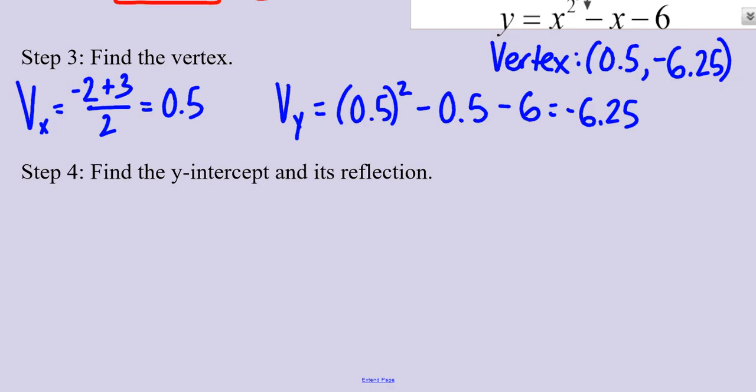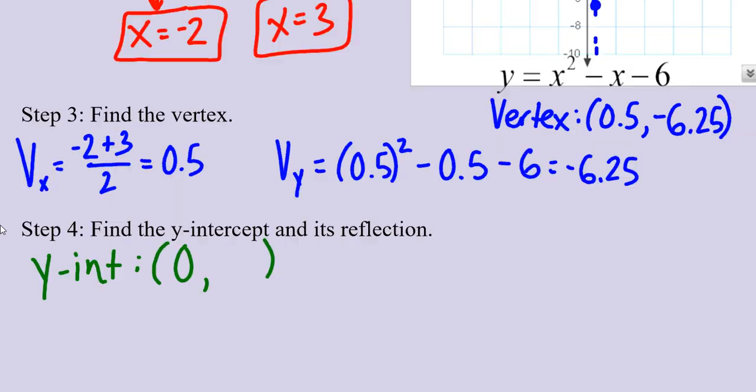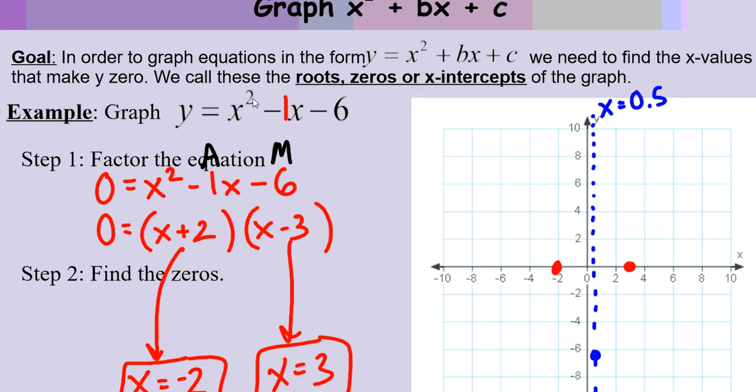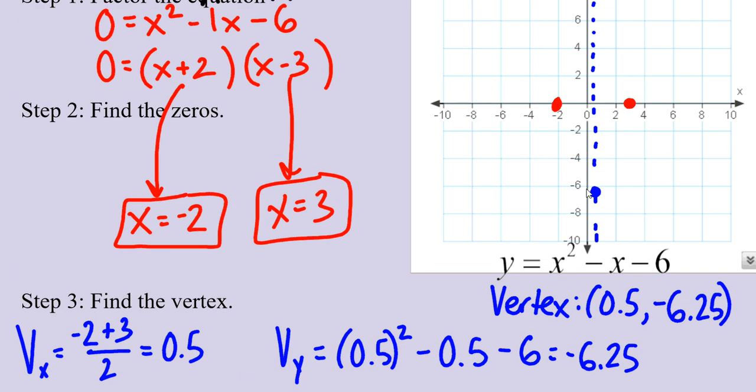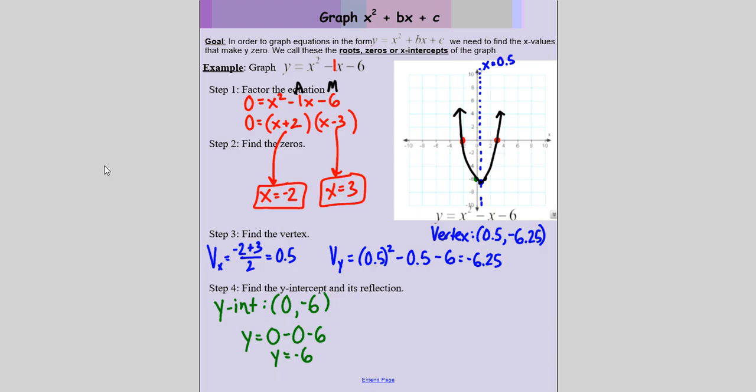My y-intercept is where the graph is going to cross the y-axis. That is when x is 0. If I put 0 in for x in my equation, this will disappear and this will disappear. I'm just going to end up getting y equals 0 minus 0 minus 6. Well, that would be -6. So my y-intercept will be -6. Now I have the left side of the graph, and then the right side of the graph is just the mirror image. And voila, I've graphed the equation.